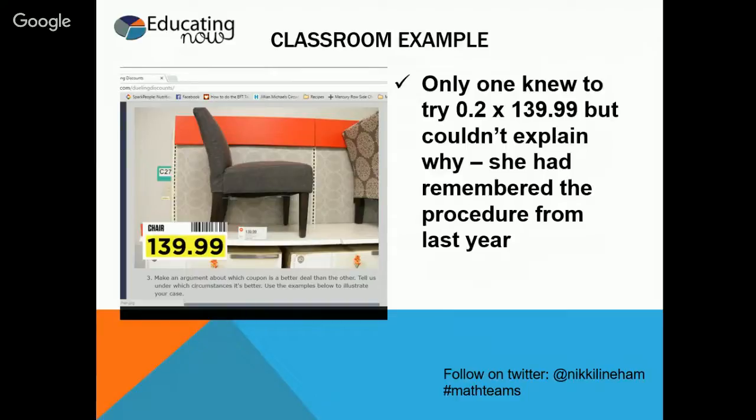I walked around as they were starting to do this, and they were trying a whole bunch of different things. I discovered that only one student tried what I would call the traditional method of turning the 20% into a decimal and multiplying by the price of the chair. I said, great, now what made you decide to do that? And she said, oh, I remembered it from last year. I said, great, why does it work? She had no idea. She couldn't even explain that 20% was 2/10 as a decimal.